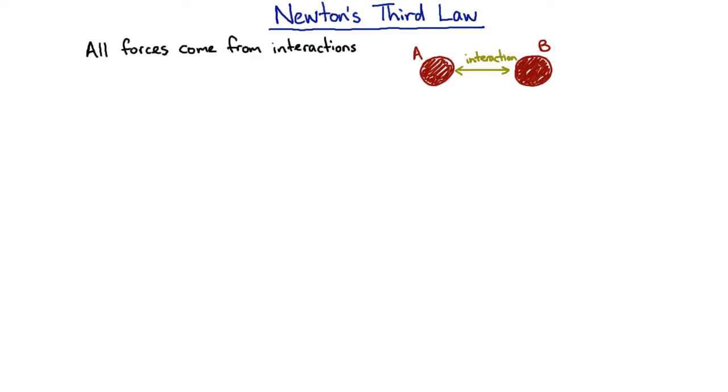And Newton's third law says that all forces come in pairs. So the force on particle A due to particle B has to be paired with an equal and opposite force on particle B due to particle A. So in other words, you've got one force going one way, one force going the other way. They're exactly the same magnitude, so if you were to add them up, you'll get zero. And that's Newton's third law.